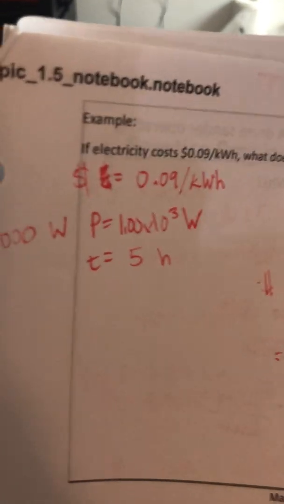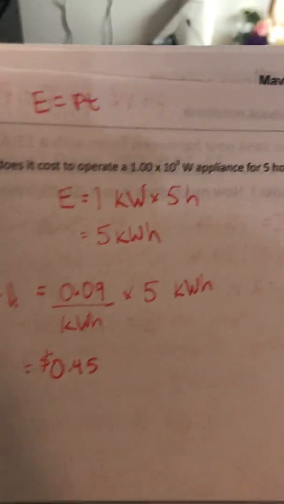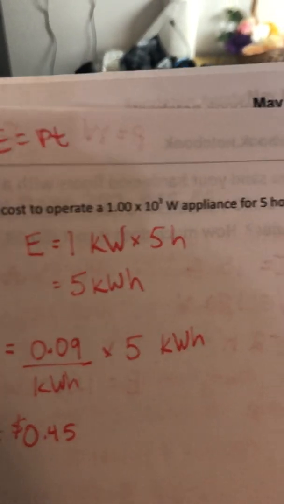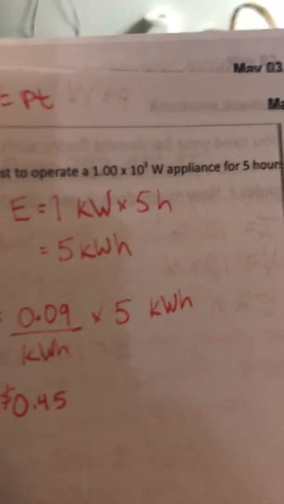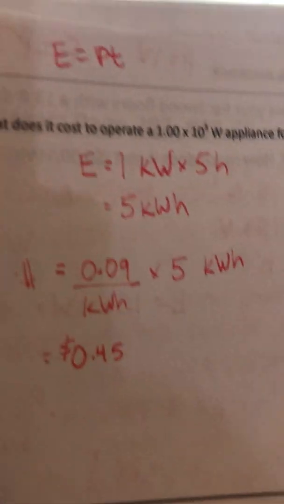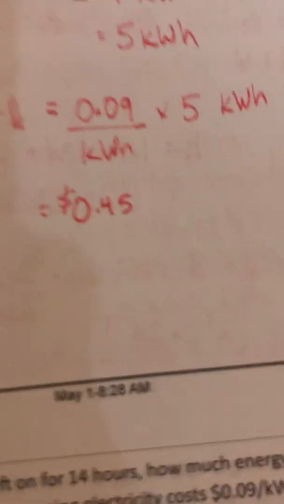So again, I'll just quickly show the examples. This one has 9 cents per kilowatt hour. If we're using it for 1 times 10 to the 3 watts for 5 hours, what would our cost be? We find that we get 5 kilowatt hours, and at 9 cents for every kilowatt hour, we would be charged 45 cents to use that appliance for 5 hours.